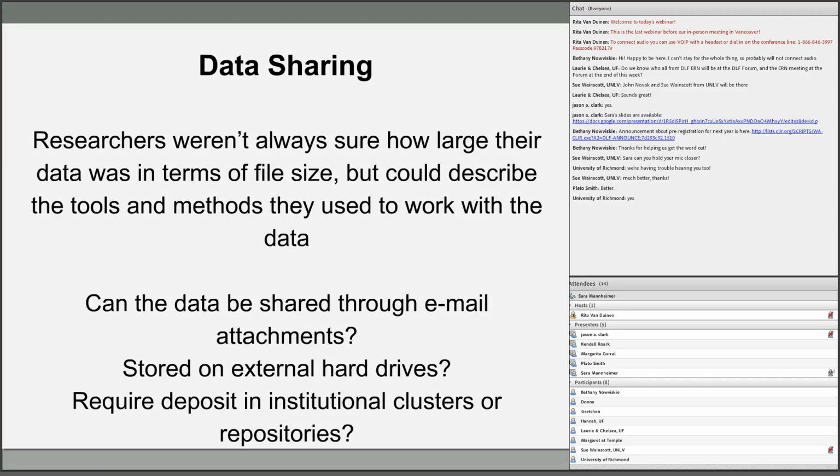When we talked to the researchers about data sharing, we found that the researchers weren't always sure how large their data was in terms of size, but they could describe the tools they use to work with the data. Like, could the data be shared through an email attachment, or can it be stored on an external drive, or does it require deposit in some kind of special cluster or repository? And this validated our thought that using practical definitions would help researchers talk about data.